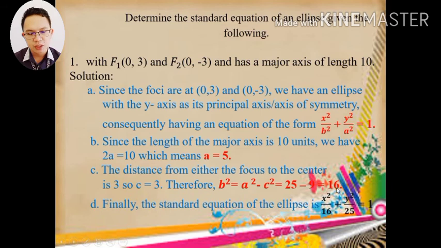Finally, the standard equation of the ellipse is, we have a is 5, so a squared is 25 and b squared is 16. So, our equation is x squared over 16 plus y squared over 25 is equal to 1. You go back to this equation because the graph is on the vertical axis, or our ellipse is standing upright.